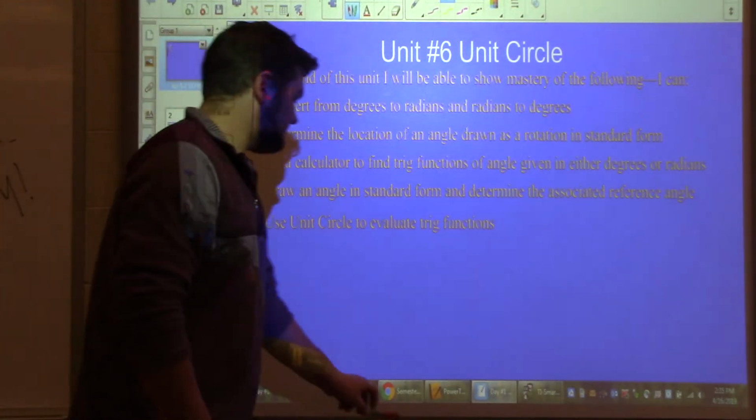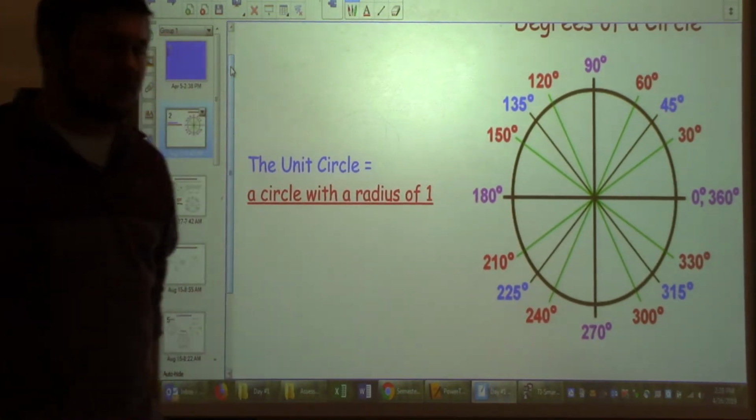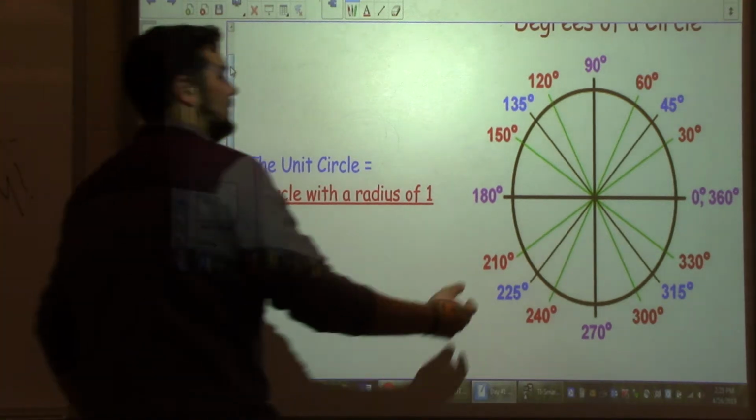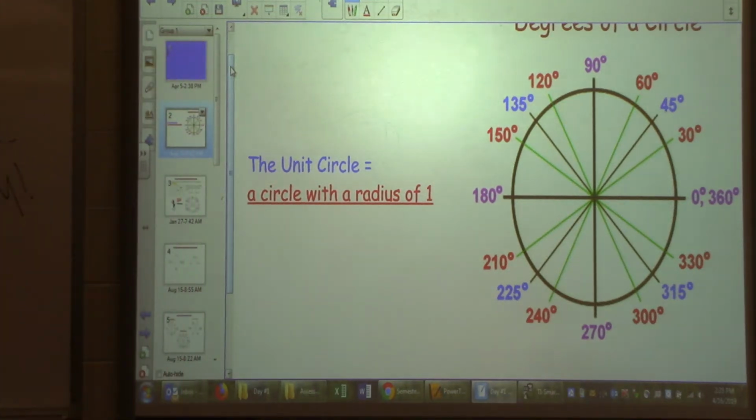Alright, so first things first, what is a unit circle? A unit circle is a circle with a radius of 1. Right? You start at 0, 0, 1 over, 1 up, 1 over, 1 down. It has a radius of 1. It will also be broken down into these degree measures. We'll talk about that in a second. So it has a radius of 1.